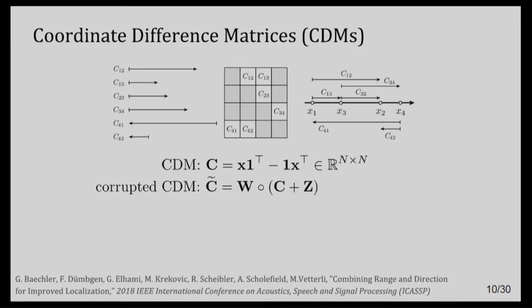And once we have this matrix, we can try to reconstruct the points like in the EDM setting. And it's easy to see that the CDM has this form if x contains our coordinates in 1D. And then what we measure in practice is a corrupted CDM, where we have some missing entries which are defined by this weight mask W. And then we have some additive noise, independent realizations.